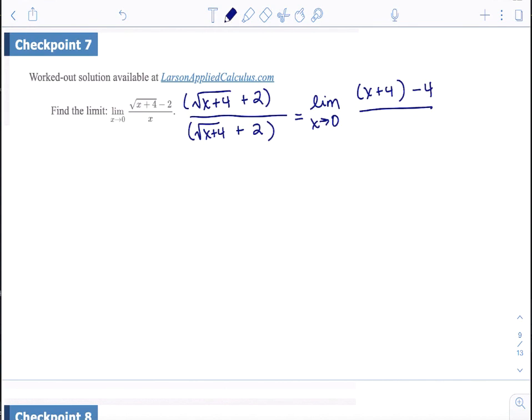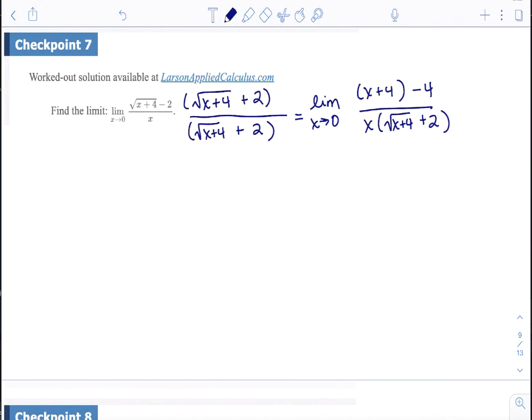Now in the denominator, I would not simplify anything here. I would just leave it. Whichever part of that fraction you are not rationalizing, simply leave it as is, because that's not the part of the problem that was giving us the issue.